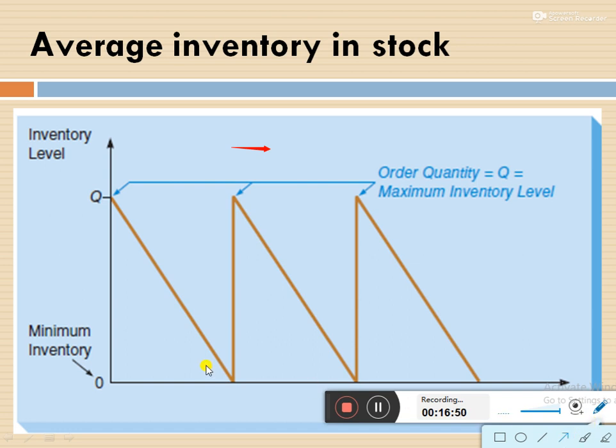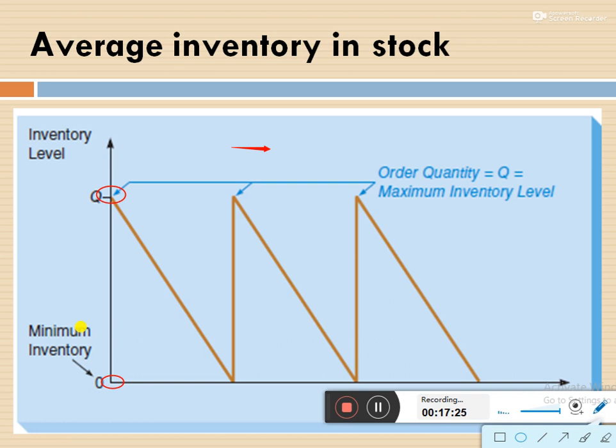In this graph, 0 represents the minimum inventory in the stock and Q denotes the maximum inventory in the stock. So in a particular time period, we would have an average of maximum inventory level and minimum inventory level in our stock, and average can be calculated by adding up maximum inventory level and minimum inventory level, and further it would be divided by 2.